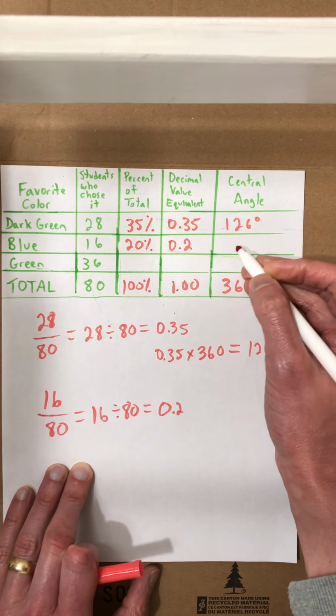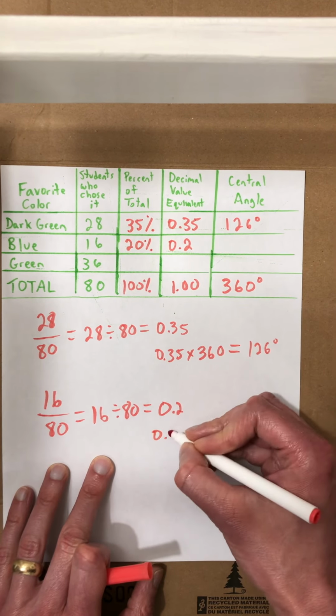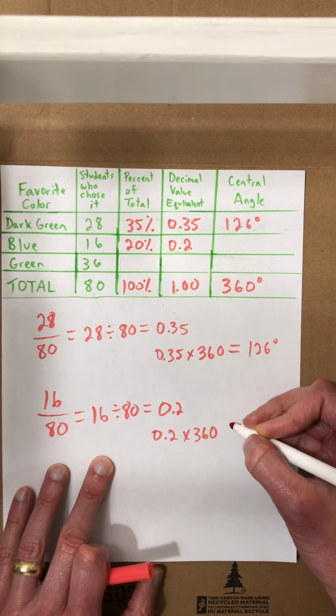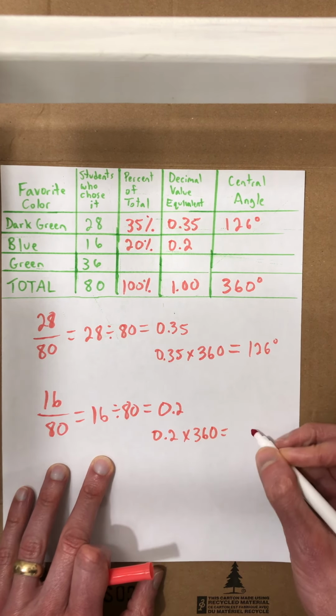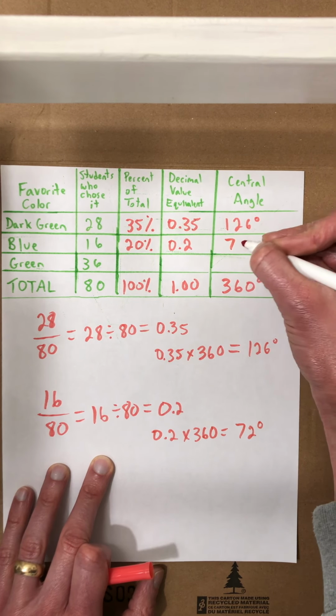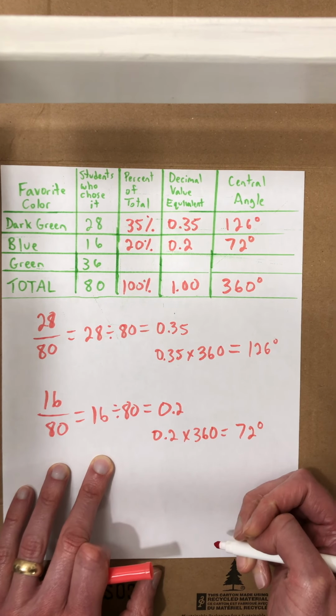How can I find out the central angle if I am making that circle graph? Well, I can take that 0.2, multiply it by 360, and it comes back as being 72 degrees. So that is how big that central angle would be if I was making this into a circle graph.